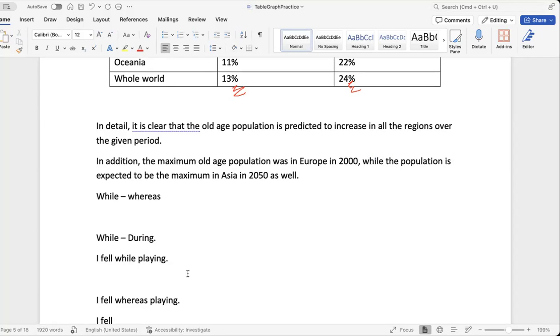Clear? So in these paragraphs, we can use connectors like furthermore, in addition. What else? Furthermore, in addition, besides that, apart from this. Okay, sir.